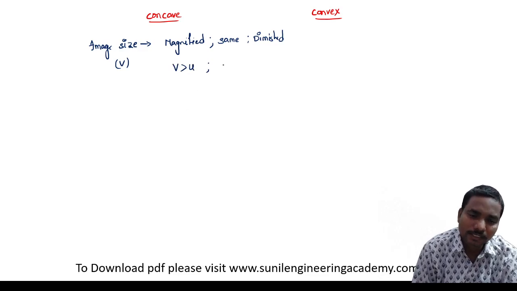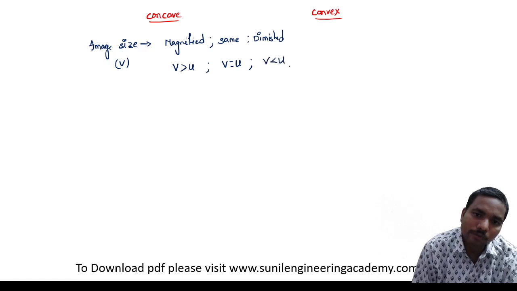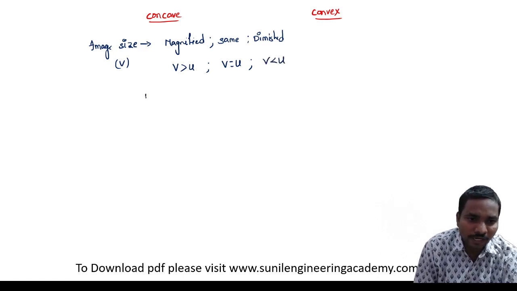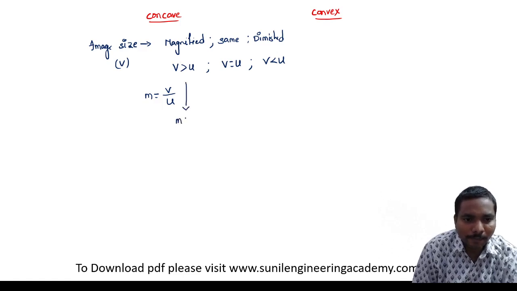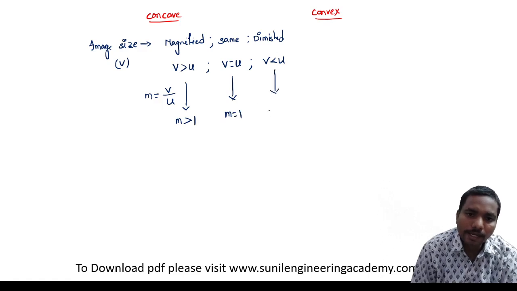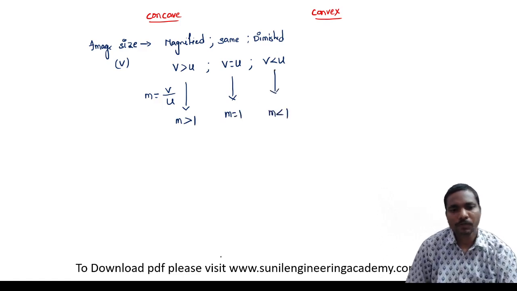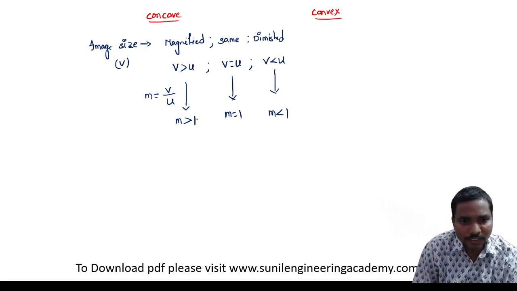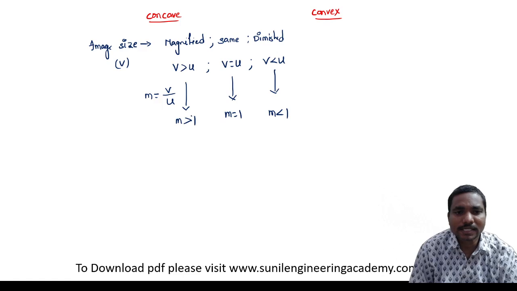U is the object. Here V is equal to U. Here V less than U. All are possible. So we know very well linear magnification M is equal to V by U. Here magnifying case, V greater than U, means M greater than 1 is possible. Here M is equal to 1 possible. Here M less than 1 possible. So enlarged size or magnified size is possible by concave mirror only.